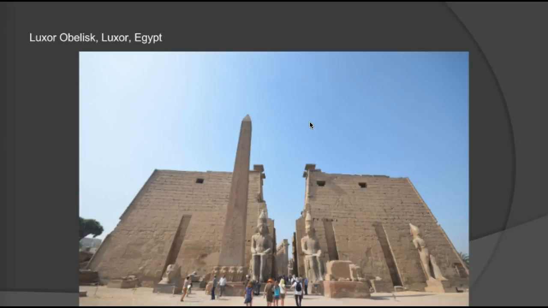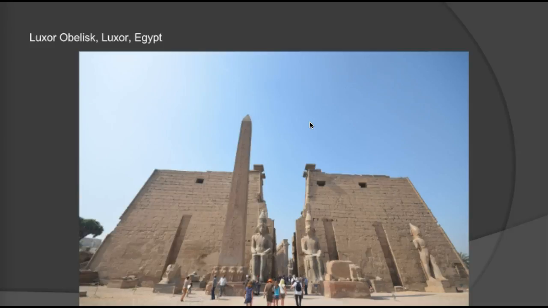The hieroglyphic inscriptions recorded the deeds and accomplishments of the pharaoh. The construction of the obelisk ensured the top of the obelisk would capture the rays of both the rising and the setting sun, thereby honoring Ra.